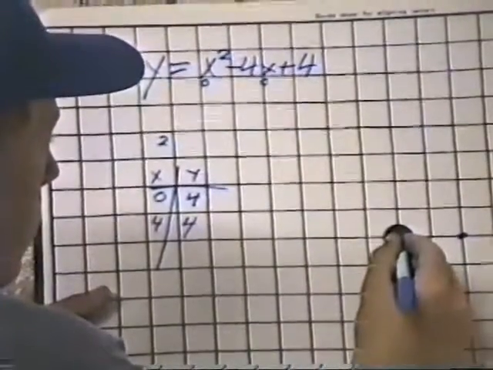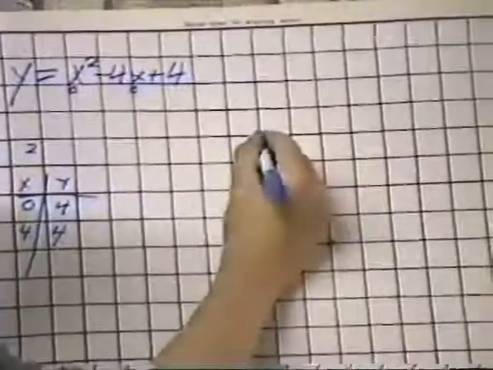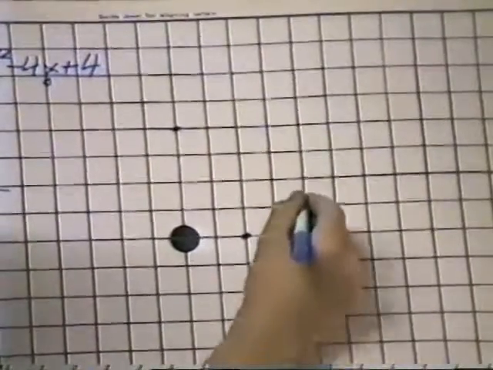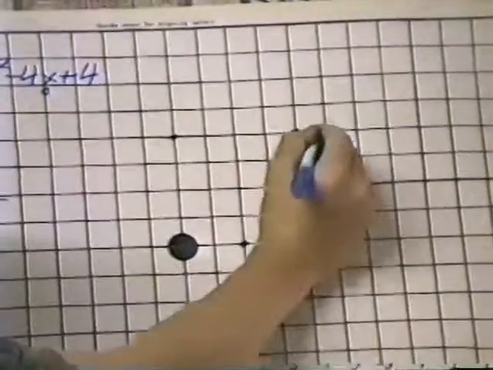So when x is 0 it equals 4, and when x is 4 it equals 4. So x is 0, y equals 1, 2, 3, 4. And when x is 1, 2, 3, 4, y is 1, 2, 3, 4.